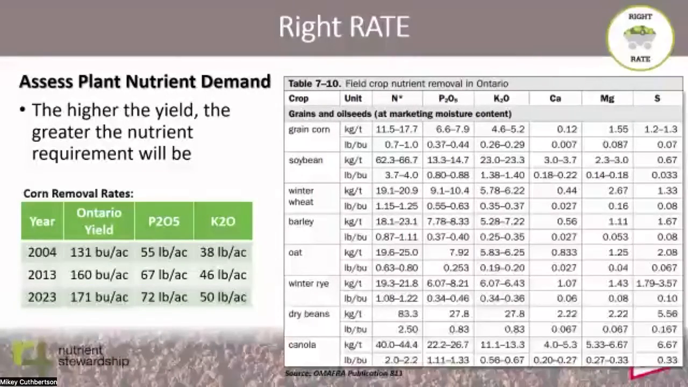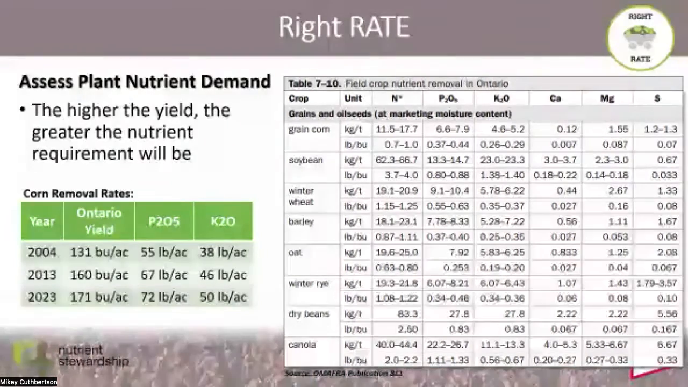So understanding your yield and how much we're pulling off is really important because the higher the yield, we're all really happy, but the greater the nutrient requirement will be, the more nutrients that will be removed from that soil. So this is a good problem to have, but we need to make sure that we're applying the right rate so that we can grow the best crop and are supplying that soil with what we are removing.